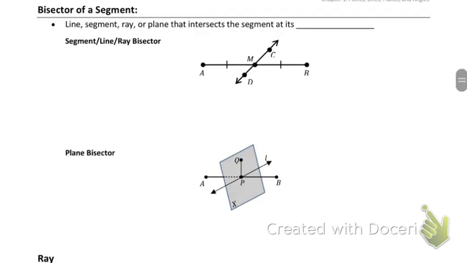All right, bisector of a segment. Well, it follows midpoint. It's a line, segment, ray, or plane that intersects the segment at its midpoint. At its midpoint.